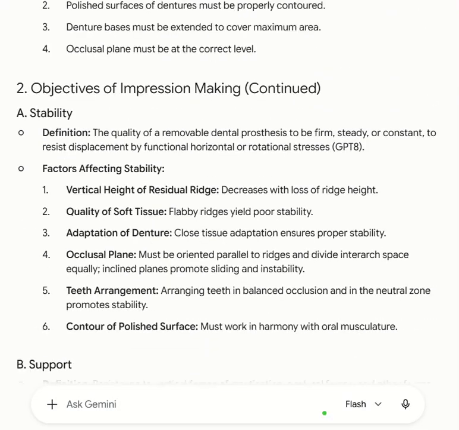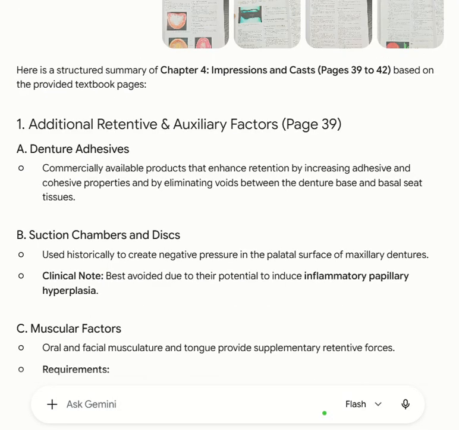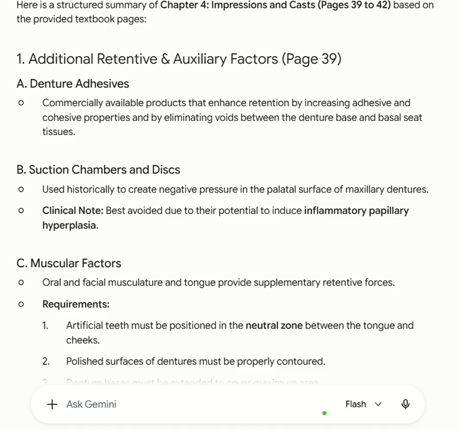Here is a structured summary of Chapter 4, Impressions and Casts, pages 39 to 42, based on the provided textbook pages. 1. Additional retentive and auxiliary factors, page 39. A. Denture adhesives: commercially available products that enhance retention by increasing adhesive and cohesive properties and by eliminating voids between the denture base and basal seat tissues.